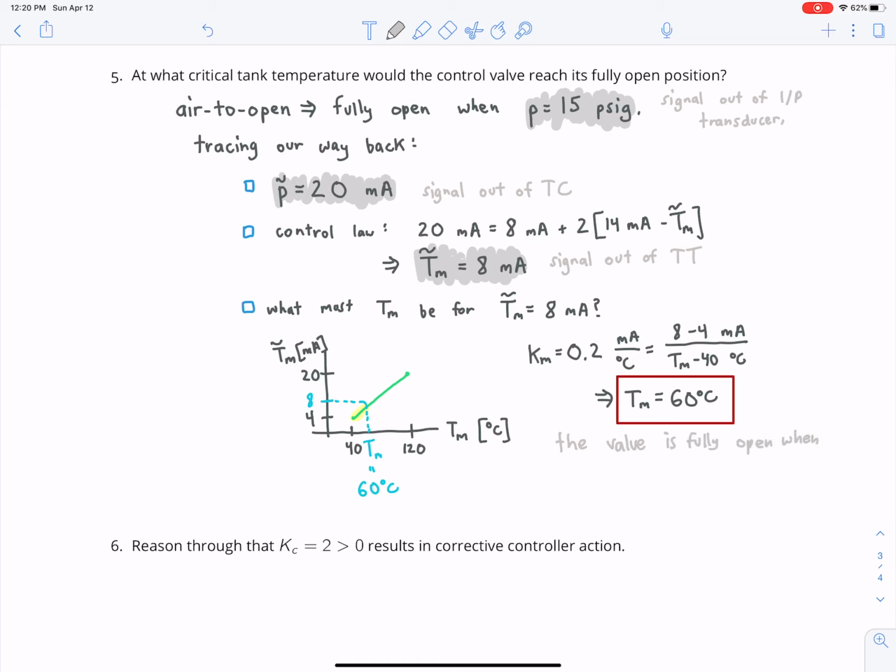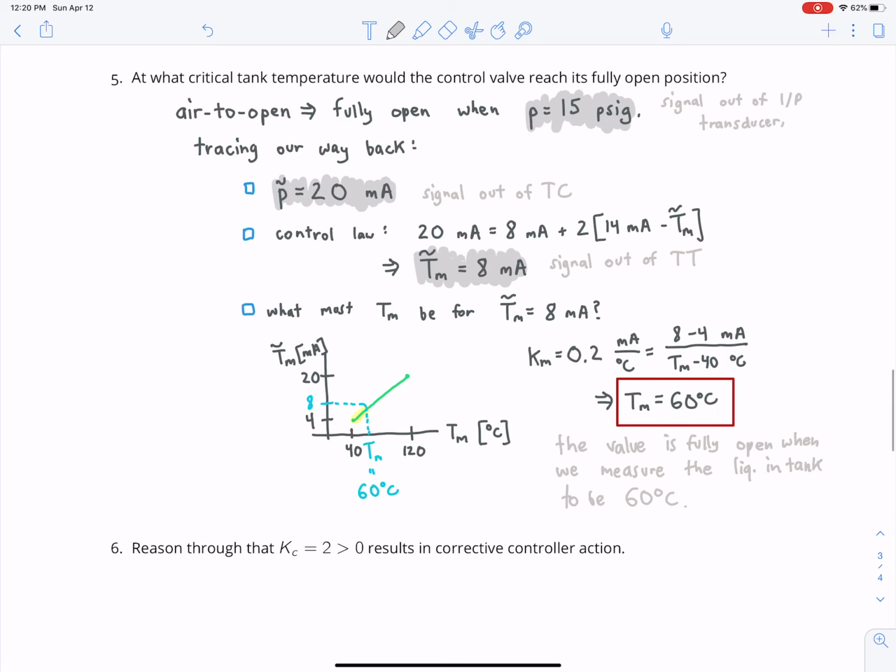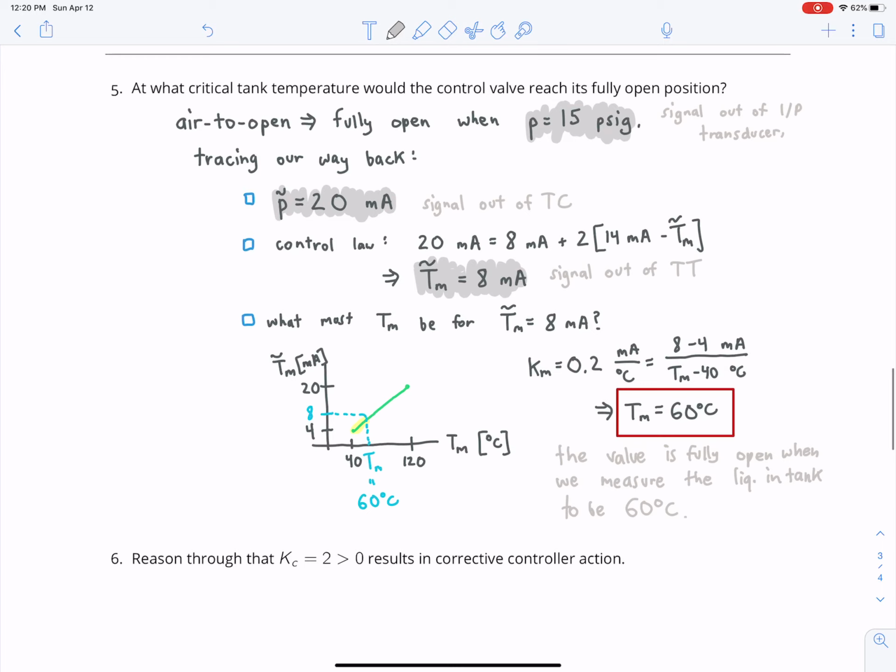When we measure the liquid in the tank to be 60 degrees C, right, that's colder than the set point. Set point's 90, so that makes sense. So then you're fully open and blasting steam through that coiled pipe. So this is extremely practical to know, right? Because if it gets even colder than that, you can't take more drastic control action. Your valve's already fully open.